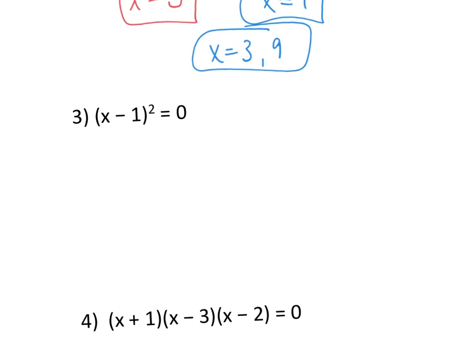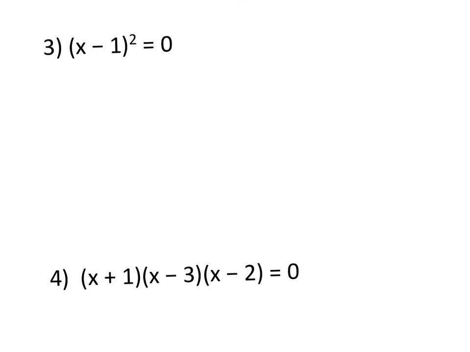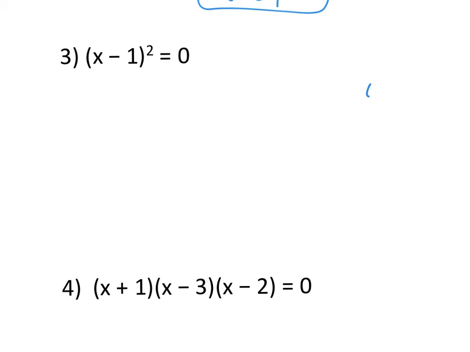And number 3. What do we notice about number 3? It's different. It's got an exponent, right? It's got an exponent of 2. Okay, so normally, let's say for instance, I had 4 squared. What would that be? Wouldn't it just be 4 times 4? Right? Or x squared is the same thing as x times x.